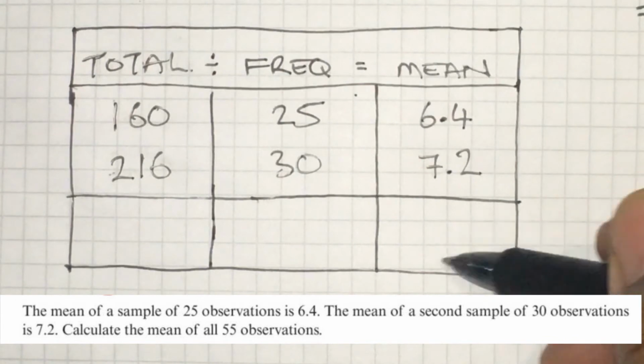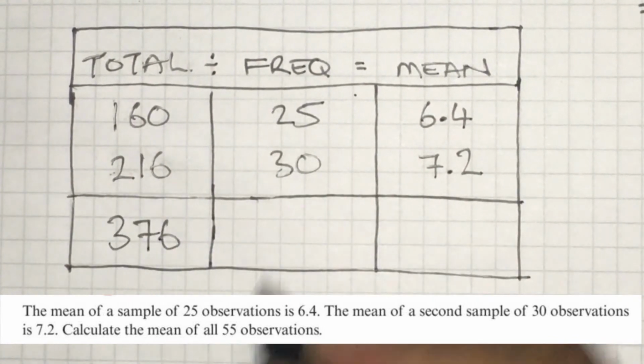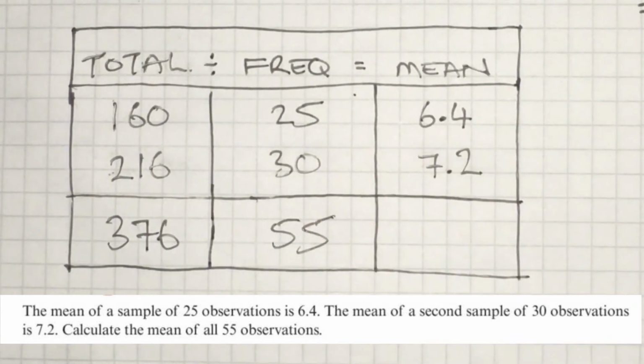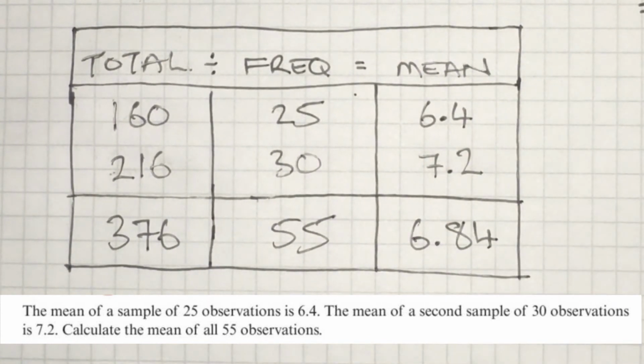And at this point, I can add together those totals, I can add together those frequencies, and I can do that division to get the new mean. The emphasis here, and maybe a misunderstanding here, is that you can't simply add the two means together. We have to go back to the raw summary statistics. We need to find a grand total, and we need to find a grand frequency, and from there we can calculate the overall mean.